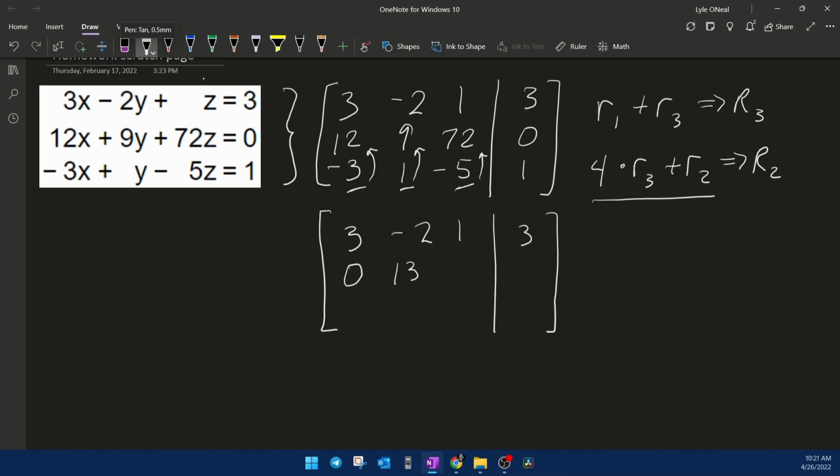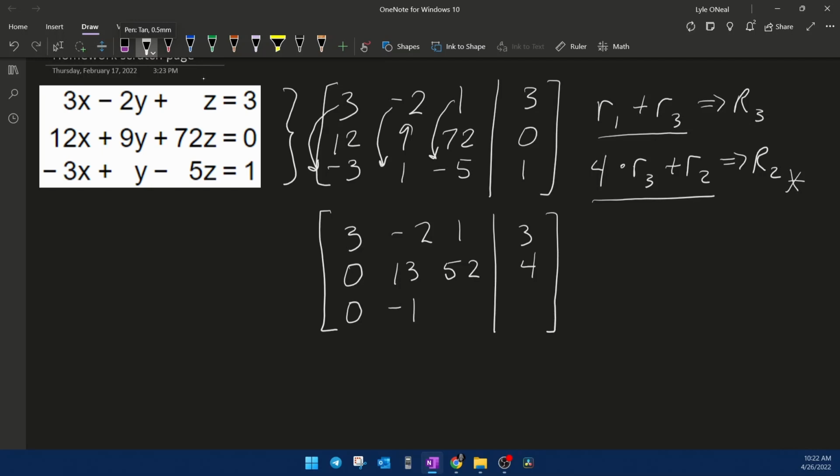-20 plus 72 is 52. 4 times 1 is 4. 4 plus 0 is 4. And that completes this row operation. And now we're going to do this row operation. So adding row 1 to row 3, 3 minus 3 is 0. -2 plus 1 is -1.